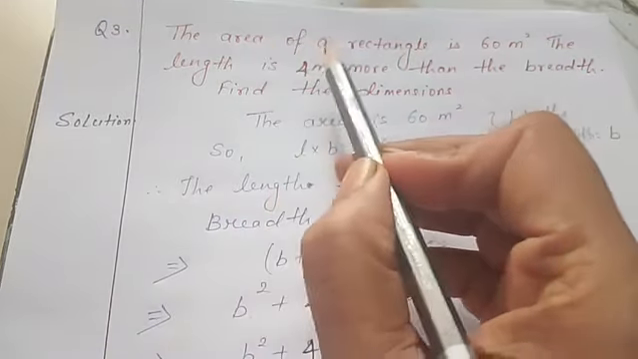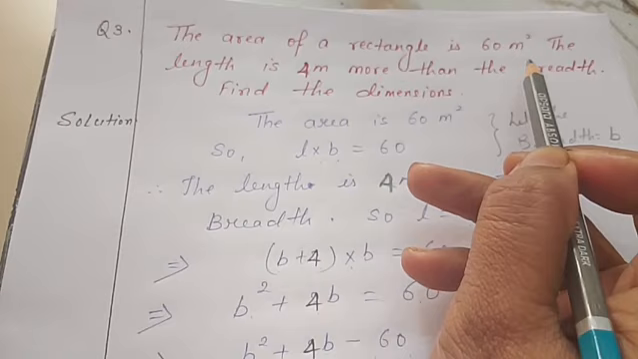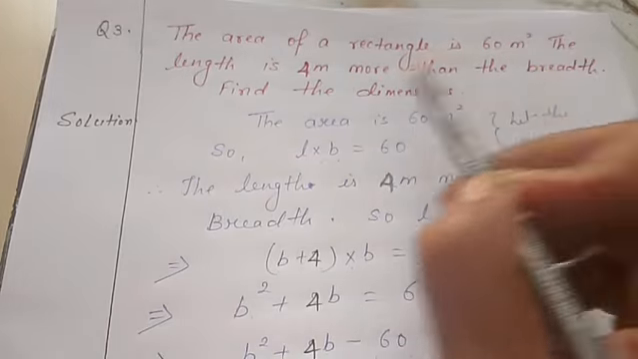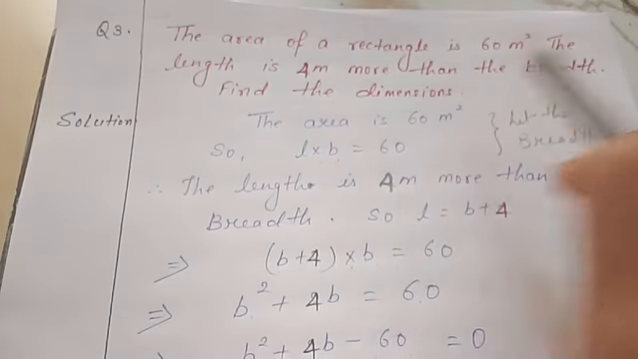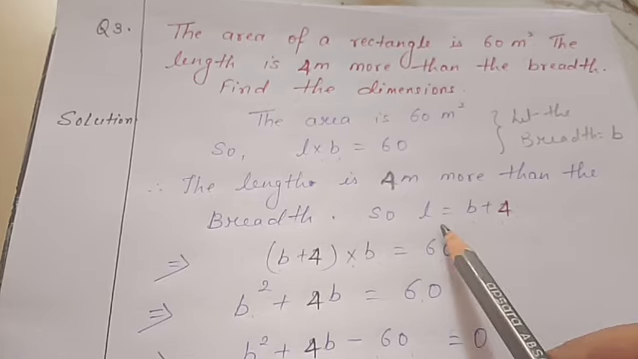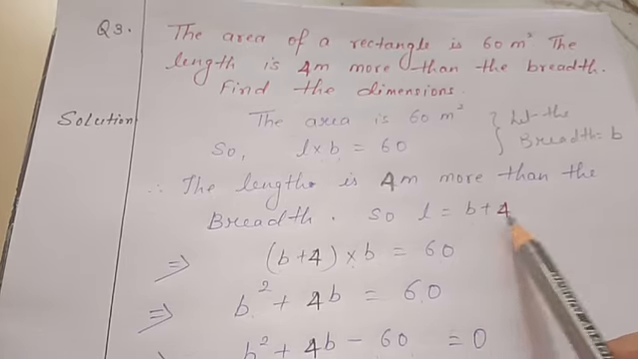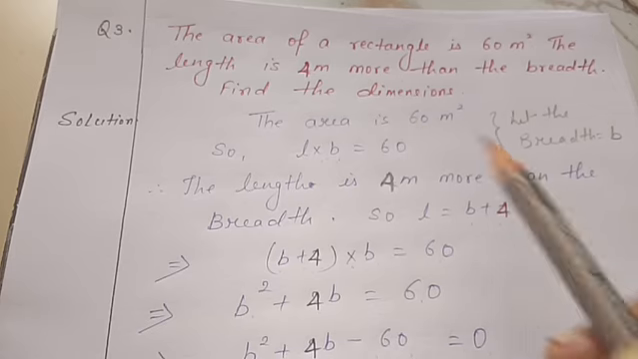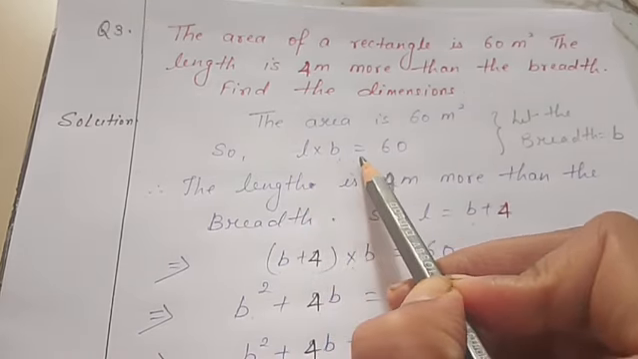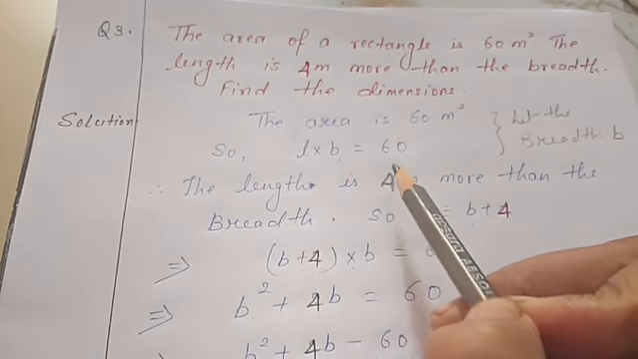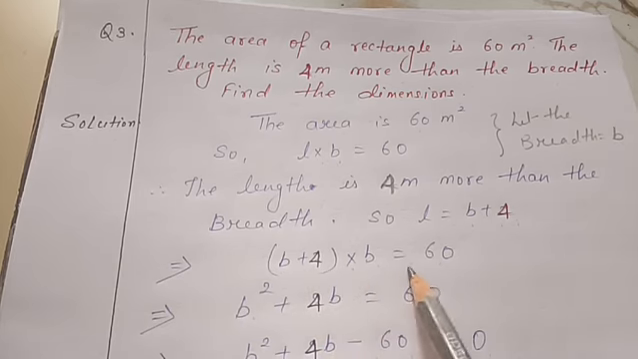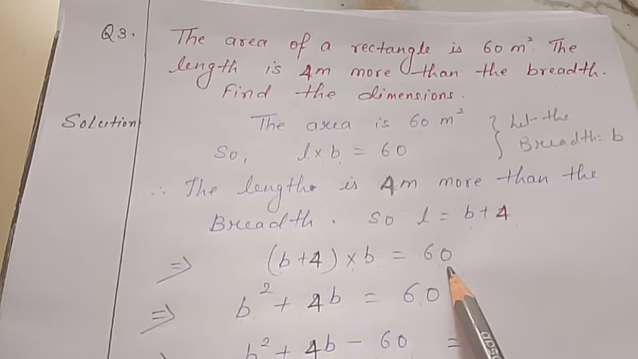Question number 3. The area of a rectangle is 60 meter square. The length is 4 meter more than the breadth. Find the dimensions. Let the breadth be b and length will be b plus 4. We know area of rectangle is equal to length into breadth. Now substitute the values, so that b plus 4 into b is equal to 60.